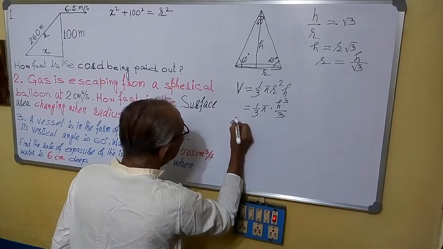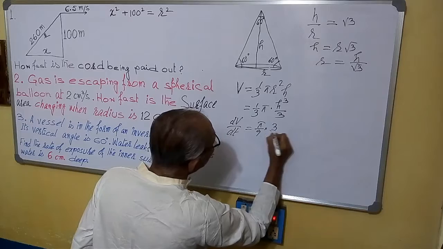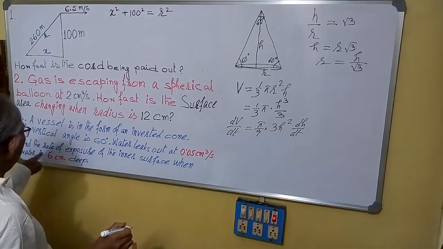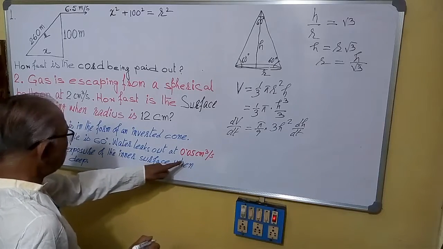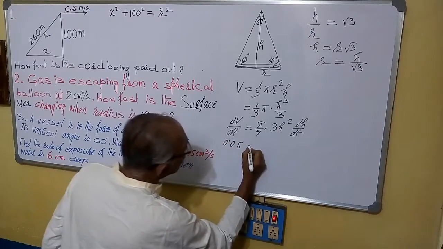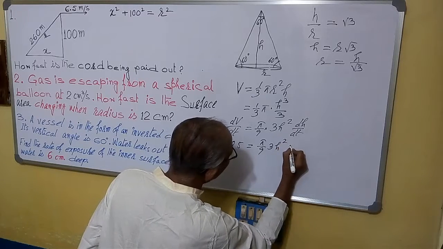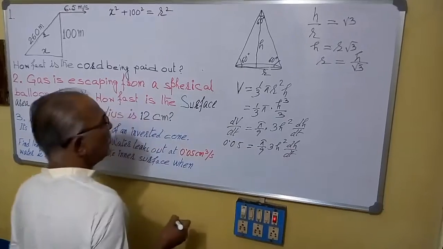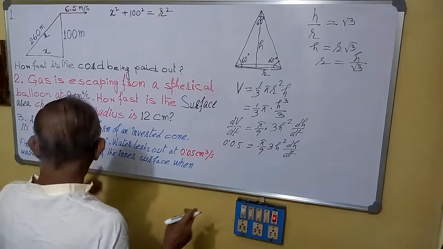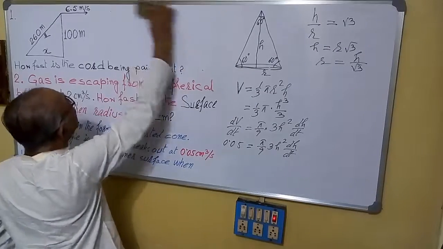So now we can say dV/dt equals pi by 9 into 3h square dh/dt. Now dV/dt is given as 0.05 centimeter cube per second, that is 0.05 equals this one. We have to find the rate of exposure of the inner surface area.